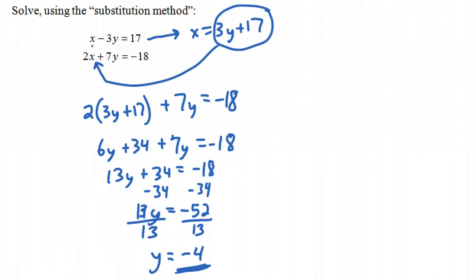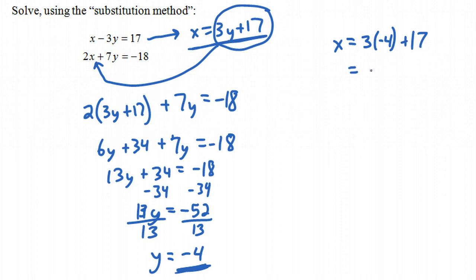Now, how do we find the x value? Well, you can take one of these original two equations, or in fact, you could even take this equation over here, and plug in negative 4 for y. No matter which one you pick, you should get the same answer for x. So let's actually take this one over here. Let's plug in negative 4 for y.